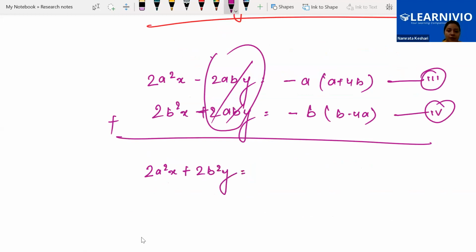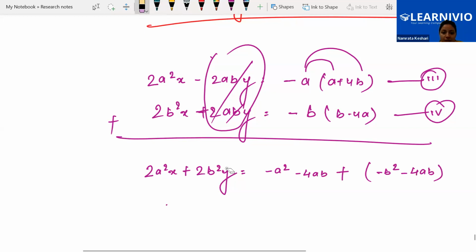Okay, on the other side, if we apply the distributive property and write it over here, we'll be having minus a square minus 4ab, plus, because we are adding, minus b square minus 4ab. Sorry, I have written y over here, it will be x. And I just told you that this scenario we will always be getting.